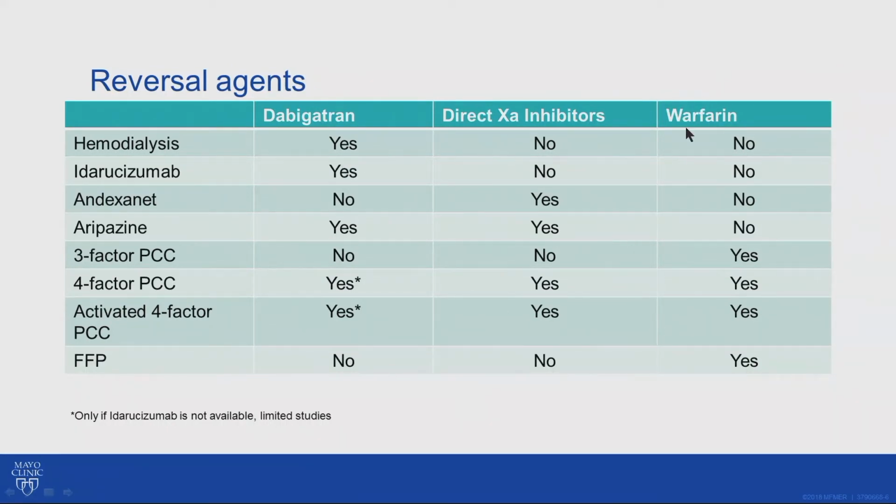Right now, we're going to start off by looking at warfarin. As you can see down here, we have the 3 and 4 factor PCCs that are useful in reversal, as well as the activated 4 factor PCC, and obviously FFP as well.